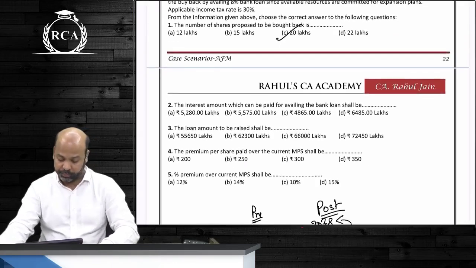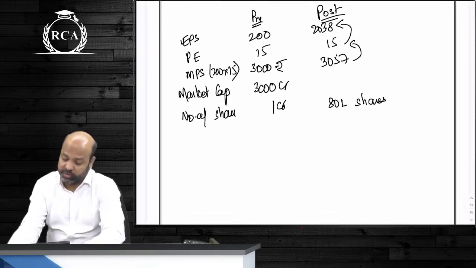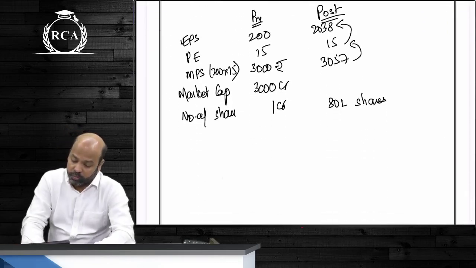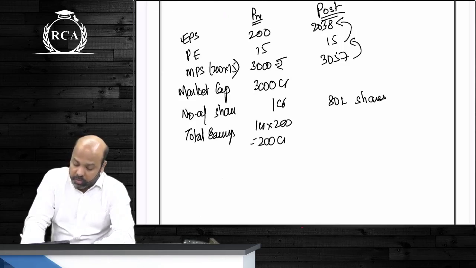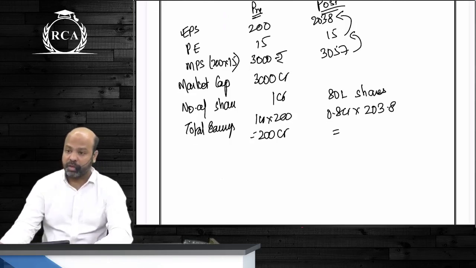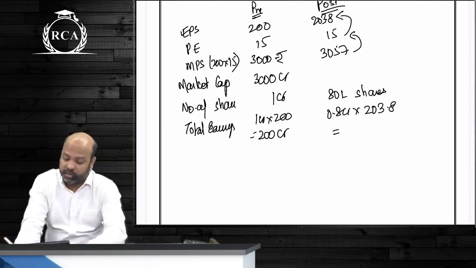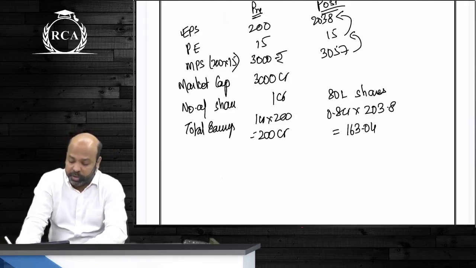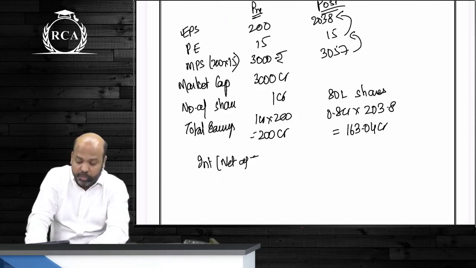Interest amount, loan amount. First guys, what you will do is, what are your total earnings beta here? 1 crore into 200, 200 crores. Here total earnings are 0.8 crores into 203.8. Guys, number of shares multiplied by EPS. How much is the total earnings beta? 163.04 crores. Don't you think interest net of taxes should be your reduction in earnings?